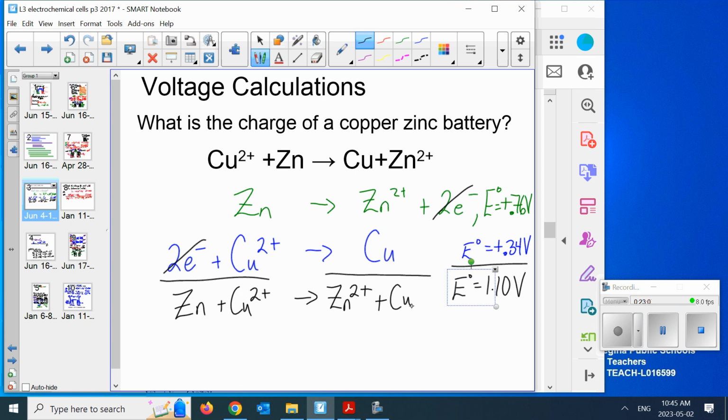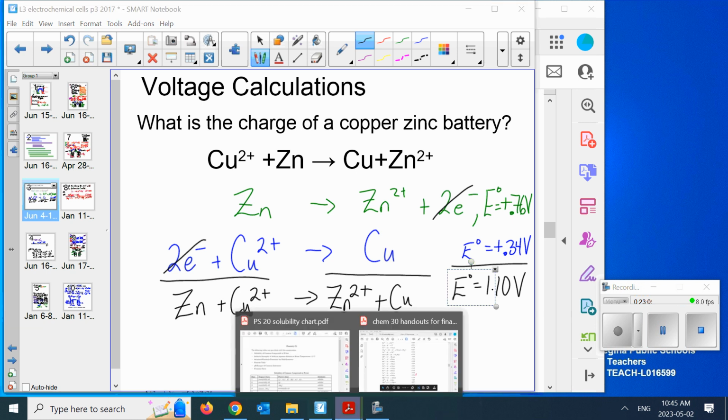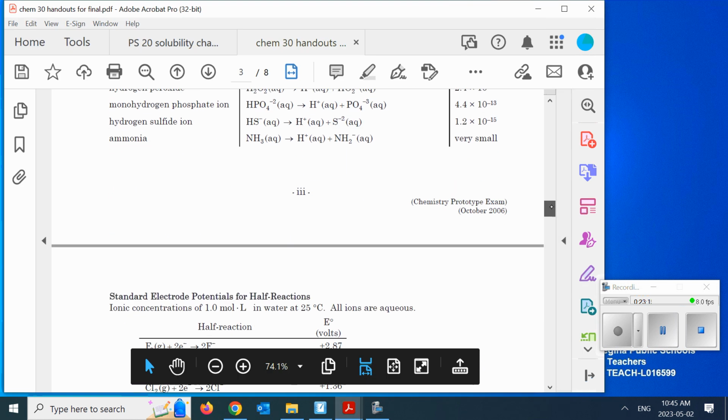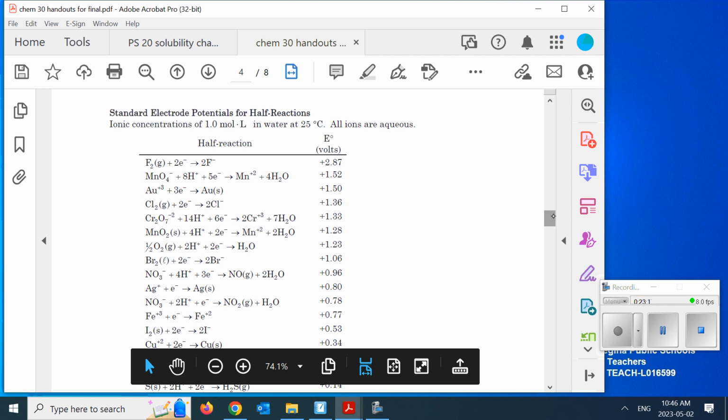Oh, I want to point out something on the sheet. This is under certain conditions, certain temperatures and solutions. At the top of your voltage sheet, that E0 means these conditions are met. Standard electrode: the ion concentrations in solutions are 1 mole per liter. That's what it says at the top. In water, and it's 25 degrees Celsius.